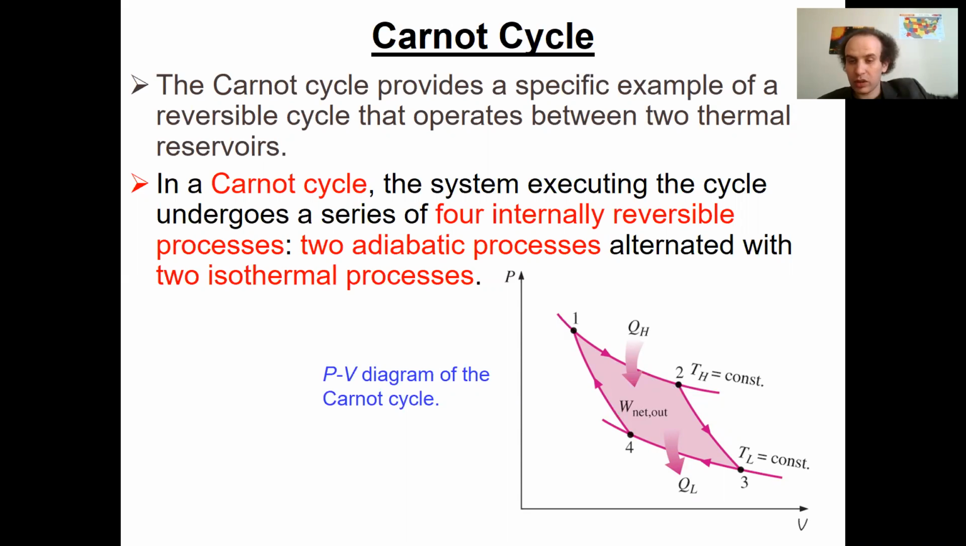From state 2 to state 3, it will intrinsically proceed expanding. There will be no heat transfer here. So this is an adiabatic process, okay? Here there is no heat transfer. Then it stops, and in state 3, you connect your system, you cool your system, you put it on a fridge, and then heat will go out. This is your cold reservoir. So here it was your hot reservoir, here is your cold reservoir.